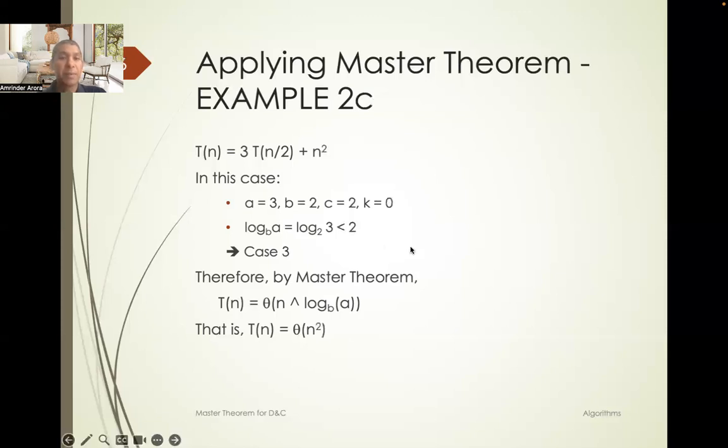Let's take another example. Now here, T of n is equal to 3T of n by 2 plus n square. In this case, A is equal to 3, B is equal to 2, C is equal to 2, K is equal to 0. Log of a to the base b, even though we exactly don't know what log of 3 to the base 2 is, but we know that's less than 2, because log of 4 to the base 2 is 2. So that's case 3, in which case the answer is theta of f of n, which is theta of n squared.